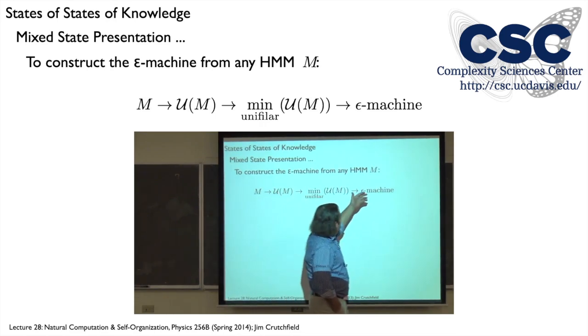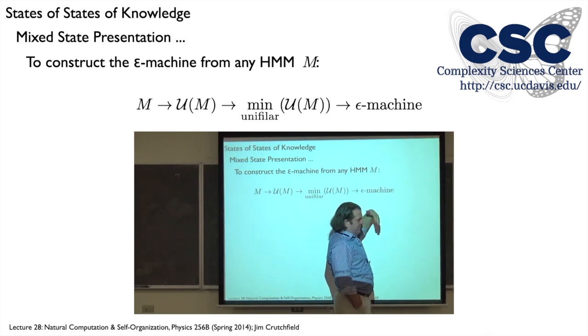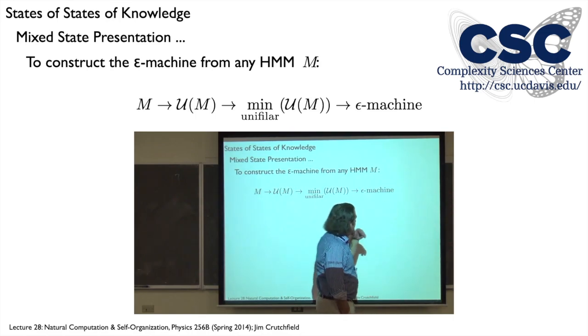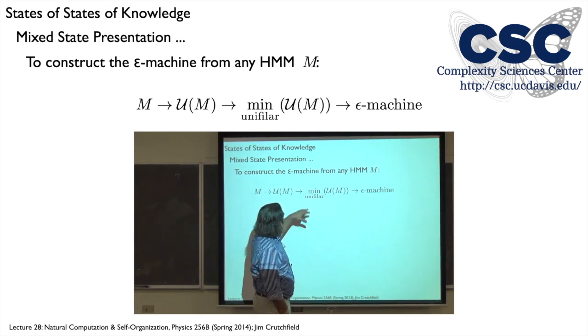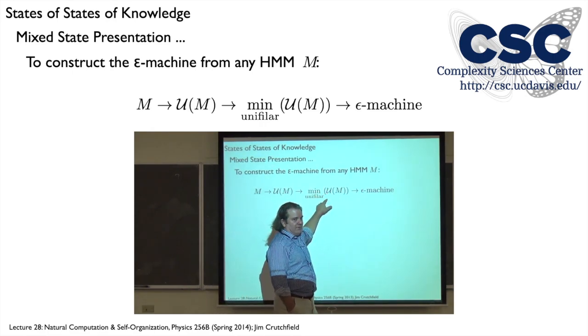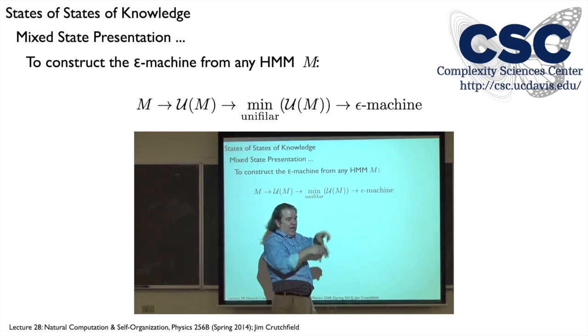So we imagine we're given some hidden Markov model that generates a process. Well, we could go to the process and, just from the word distribution that's produced, get the epsilon machine using the predictive equivalence relation. Or there's a more direct way of doing this. We start with M, calculate its mixed state presentation, and then we simply minimize this. And there are well-known state merging algorithms.